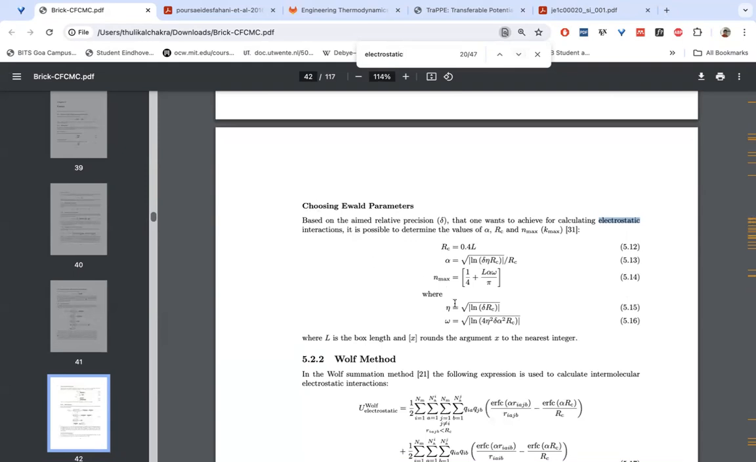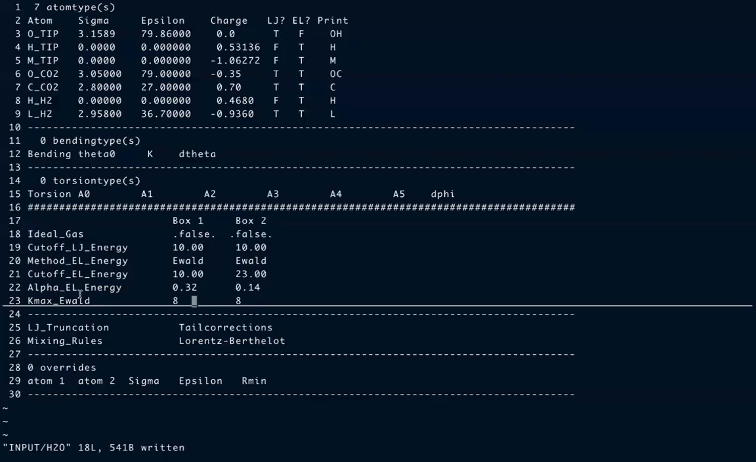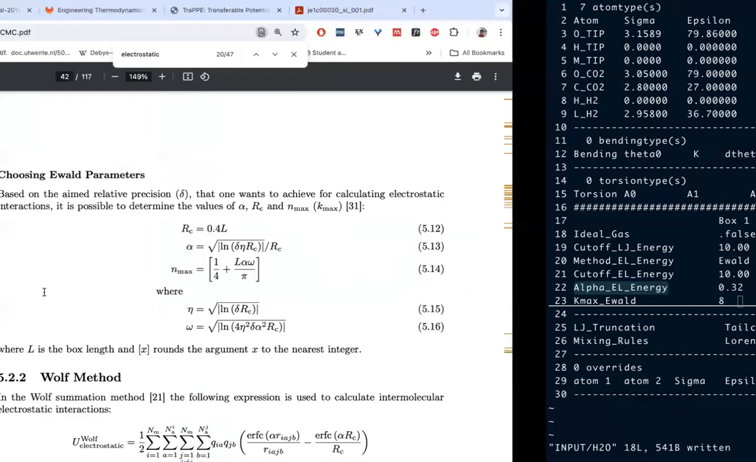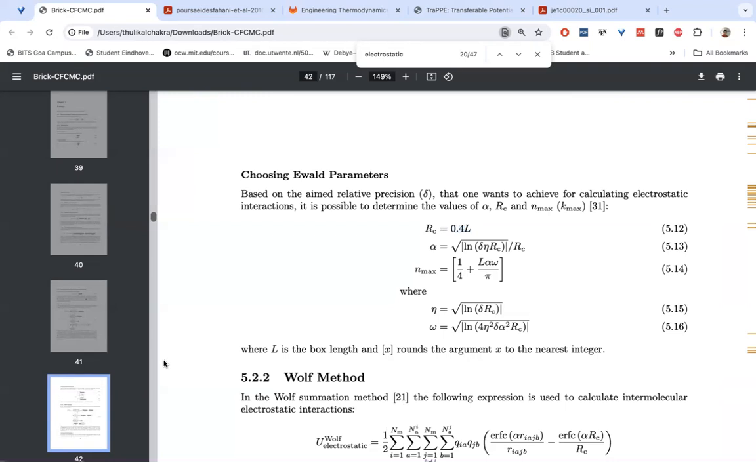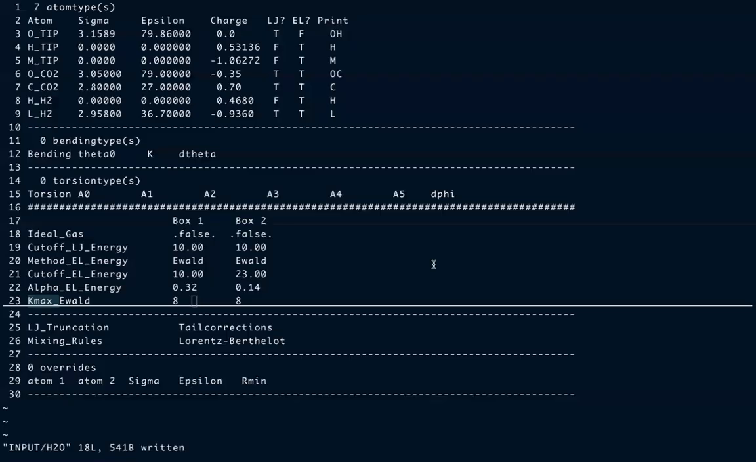So choosing the Ewald parameters is given by this particular set of formulas. If your box has a length L, then you choose a cutoff equal to 0.4 times the length, and then you choose an alpha parameter, which is precisely the alpha electrostatic energy here. And then you have the N max, which is basically the K max here, and so on. And the parameters eta and omega can be calculated using these separate sets of equations. Overall, all of the parameters here can be calculated. And when I perform these calculations for my system, then I get these values here.